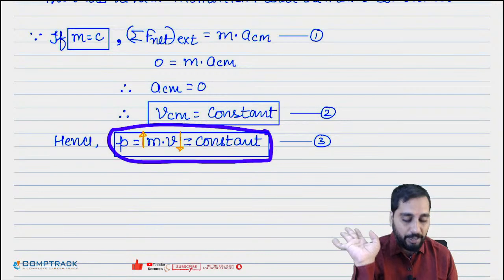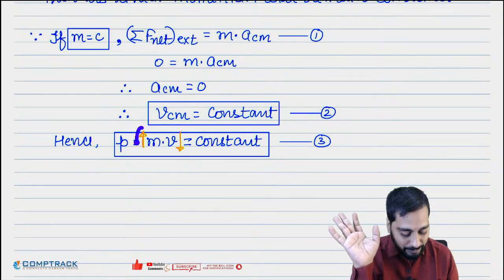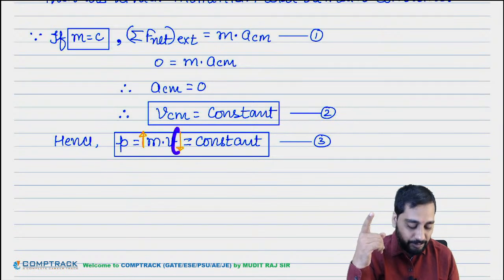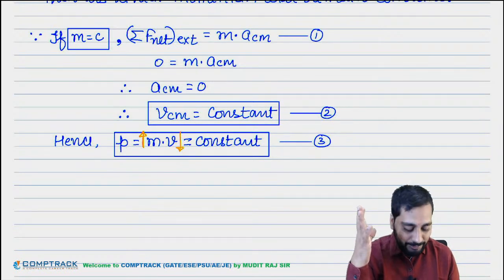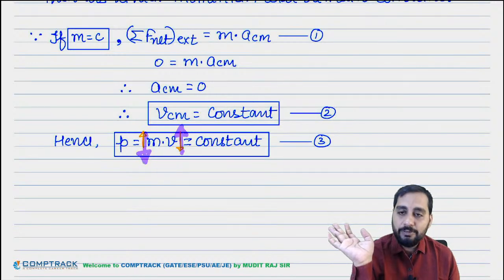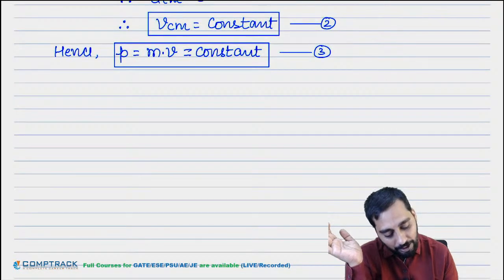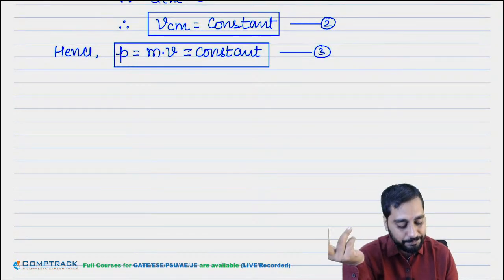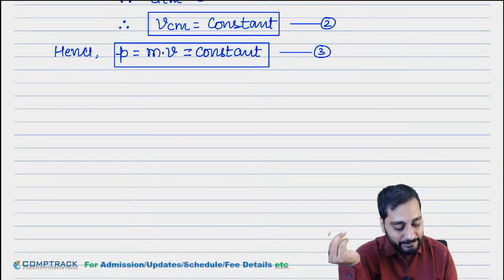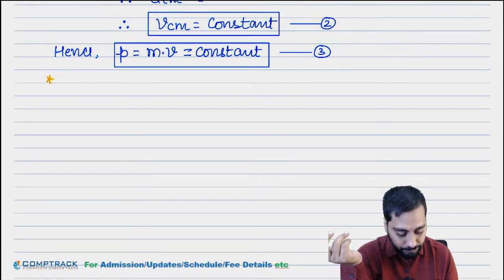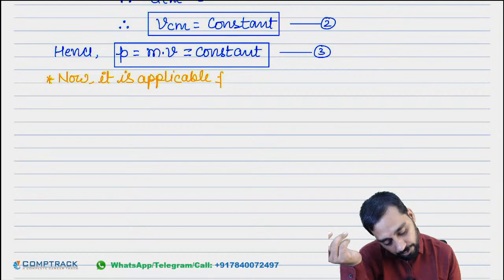We found this relation. Now in any general case, if mass will be increasing and no force is there, velocity will be decreasing. If mass will be decreasing, velocity will be increasing. Okay, so now we got this beautiful relation by a simple procedure. Now we can apply it in any general system. Now it is applicable for all systems.